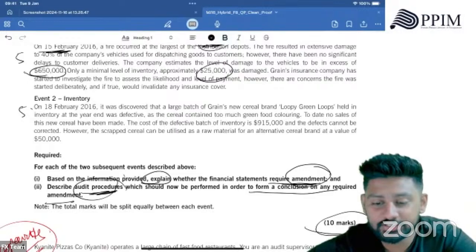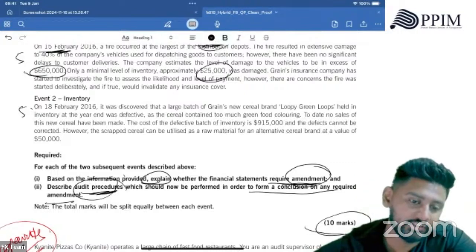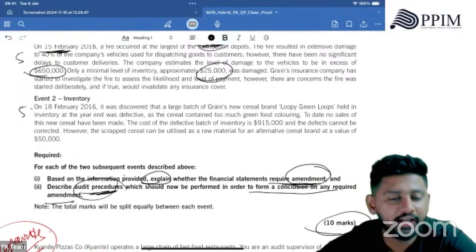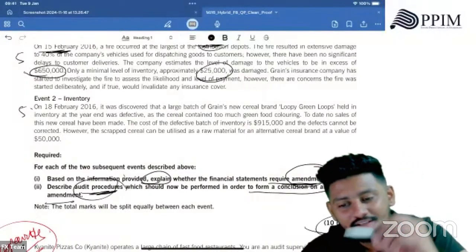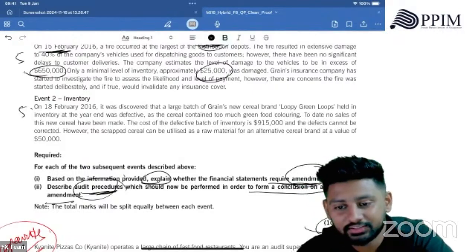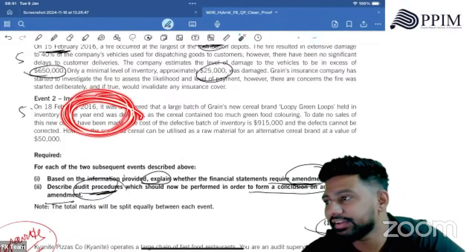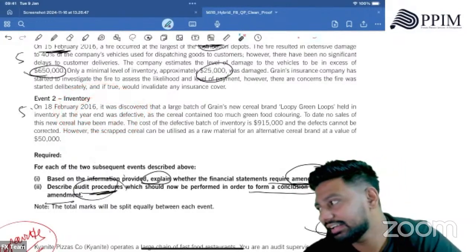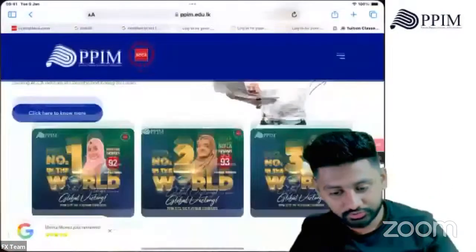Is it an adjusting or non-adjusting event? Well done, Abdullah. Well done, Ashfaq. Nabil, as at the year end, you had it in inventory. If you had it in inventory as at the year end, obviously that means your inventory value is misstated. So let's start answering.